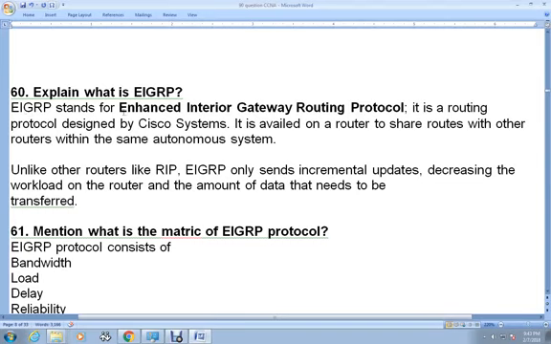So EIGRP stands for Enhanced Interior Gateway Routing Protocol. It is a routing protocol designed by Cisco. It is available on a router to share routes with other routers within the same autonomous system. Guys, I have already discussed how to configure it and all. Unlike other protocols like RIP, EIGRP only sends incremental updates, decreasing the workload on the router and the amount of data that needs to be transferred.